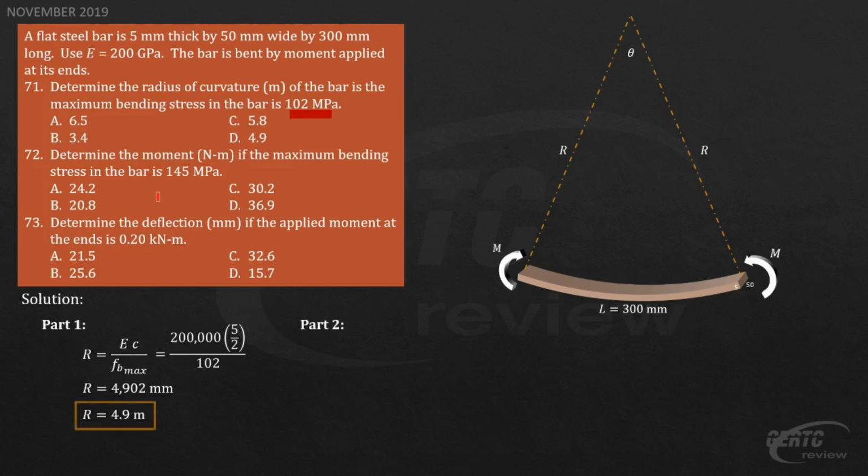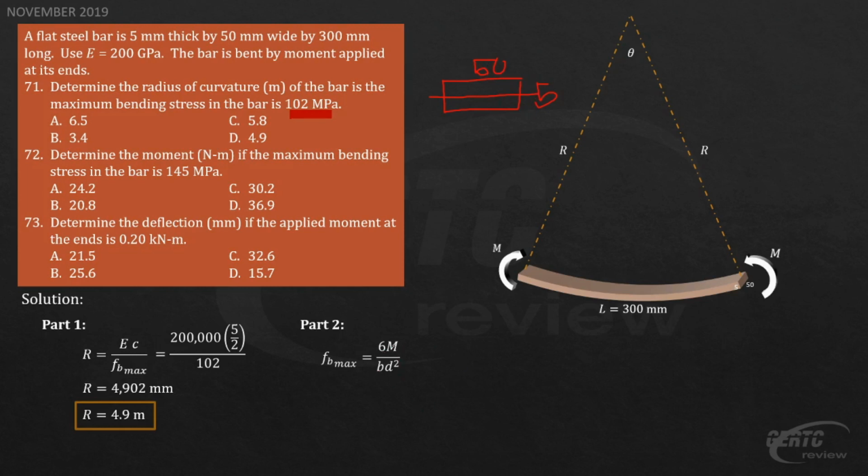Part 2. The moment if the maximum bending stress is 145. Ito mas madali ito. What is the bending moment? So, given ang maximum stress, and take note for this section bent about this section here, 50 by 5, ito yon. Ito yung axis of bending natin. So, ito yung 50, ito yung 5. So, we can use the rectangular formula 6M over bd squared. Our b is 50, our d is 5.